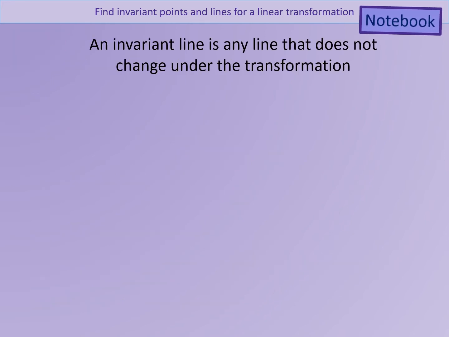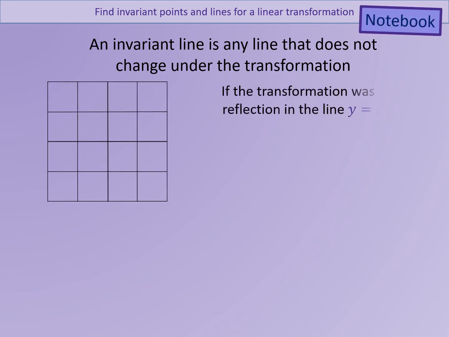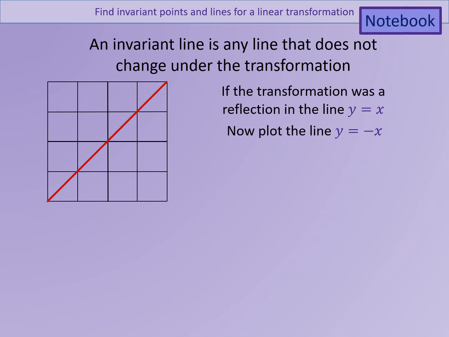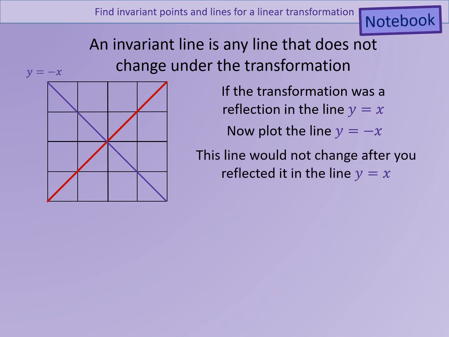So the idea of an invariant line is slightly more complicated because that is a line that doesn't change under the transformation. Let's consider the reflection in y equals x again. Now we know that any point along that mirror line is an invariant point, so we know that that is a line of invariant points. But if we consider any line perpendicular to that, let's consider the line y equals -x, which would be going down that way, that line would actually get mapped onto itself under that reflection. It wouldn't change, it would still be the line y equals -x. So we could say that y equals -x is an invariant line.